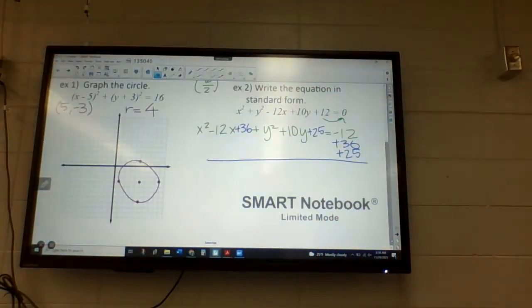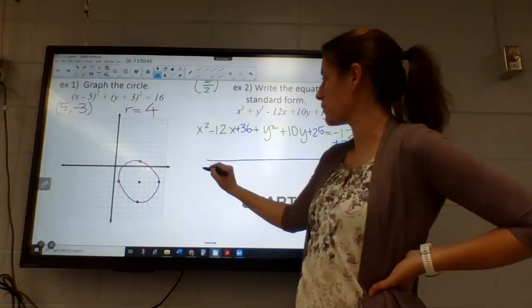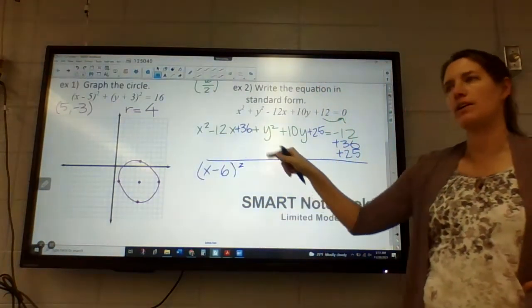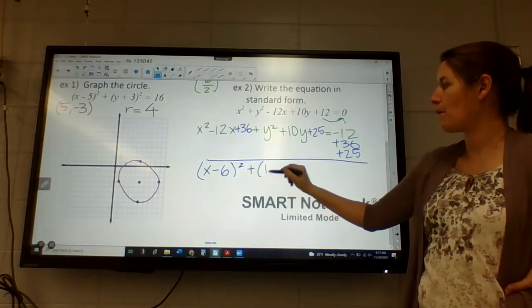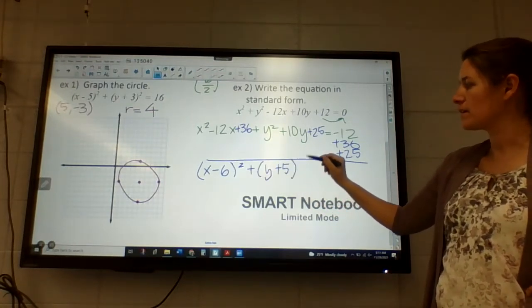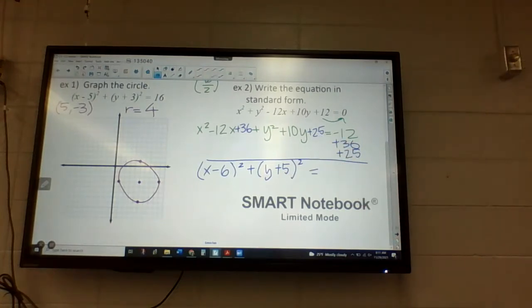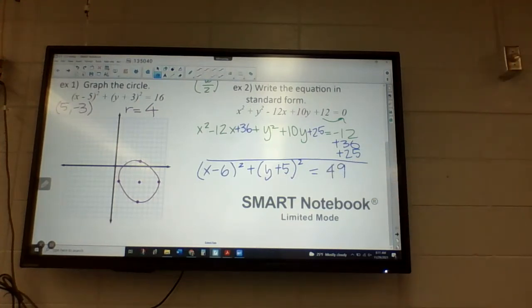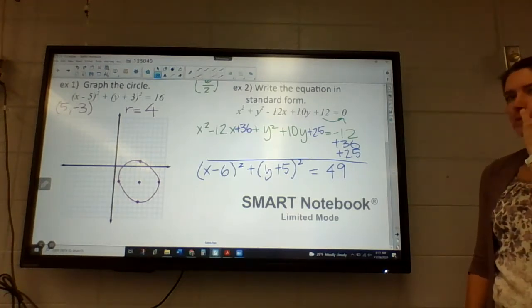Now this is factorable because of the numbers we chose. So the x squared minus 12x plus 36, we're going to factor that to be x minus 6 because of the negative here and positive here. And then y plus 5, because they're both positive. And then what do we get over here? Is it 49? They didn't ask us to graph it in this case, but we would easily be able to graph it based off the center and then the radius of 7. So 6, negative 5, and then a radius of 7. Okay. Questions there?